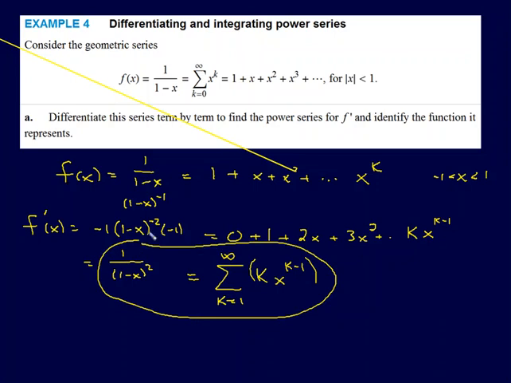The derivative of the function 1 over 1 minus x would be written with normal differentiation as 1 over 1 minus x quantity squared. By differentiating the power series of that original function, here's the power series for the derivative right there.